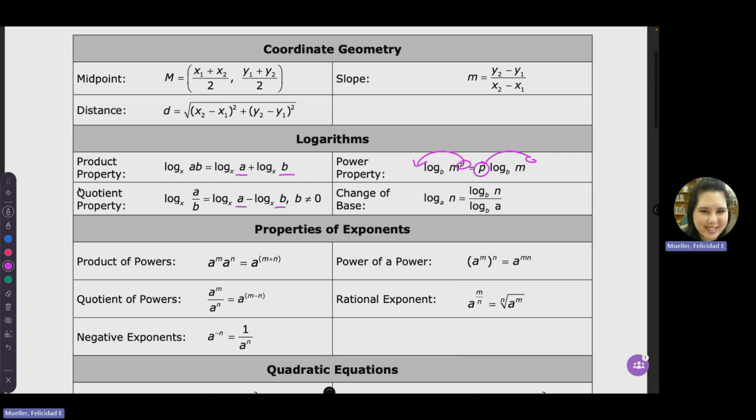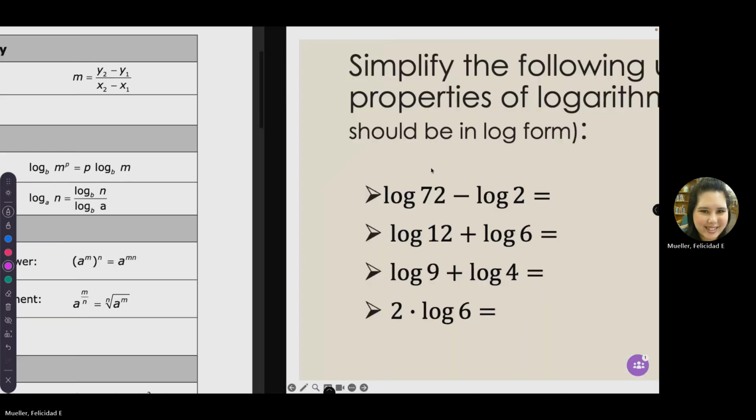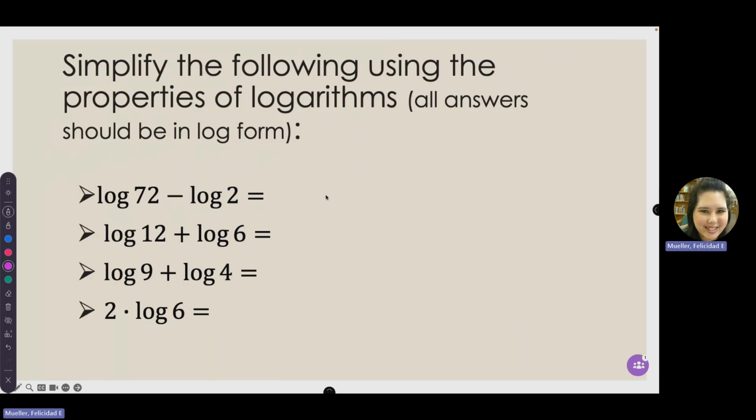And then we also have change of base, which we really didn't talk about much in class because your calculator lets you pick your base. So we did not talk about that as much. So going with these, here, I'm going to use quotient property because we have a minus sign here. So we're going to do log of 72 over 2. And 72 divided by 2 is 36.